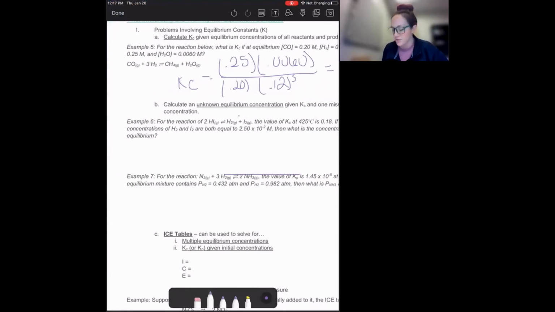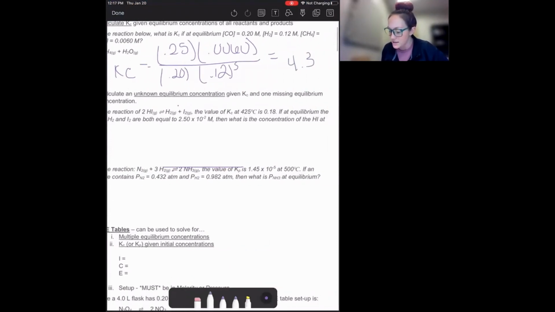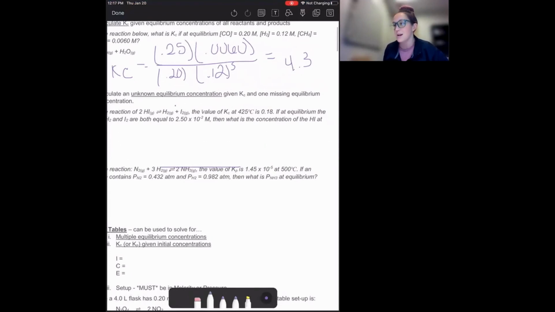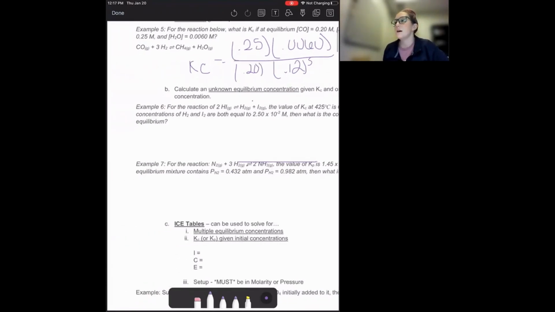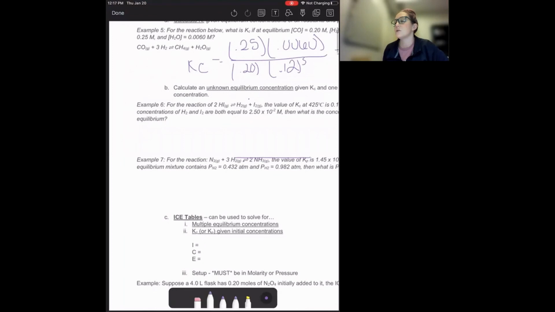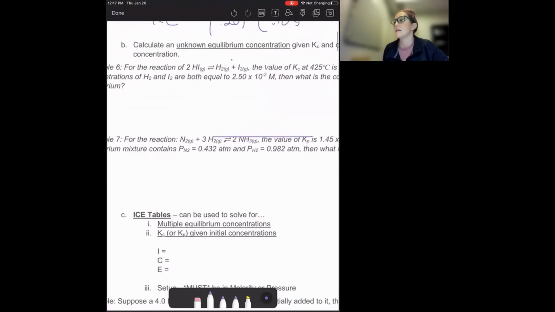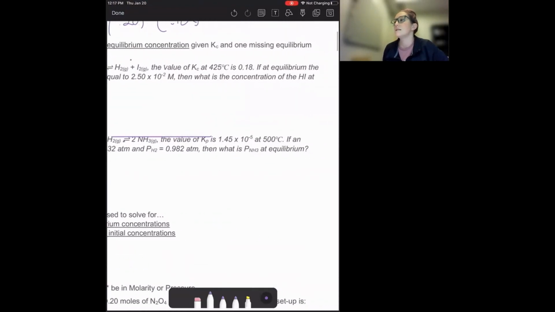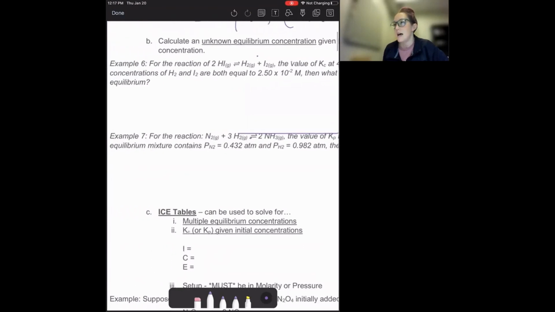So again, very straightforward algebra. For the reaction of this, the value of Kc at 425 is 0.18. Remember, we don't actually need the temperatures unless we're changing the temperatures. It's just that K does change with temperature. So if I say the K value is at 425 degrees Celsius, then we have to stay at 425 degrees Celsius, so you don't need that for your calculation. If at equilibrium, the concentrations of H2 and I2 are both 2.50 times 10 to the negative second, then what is the concentration of HI at equilibrium?